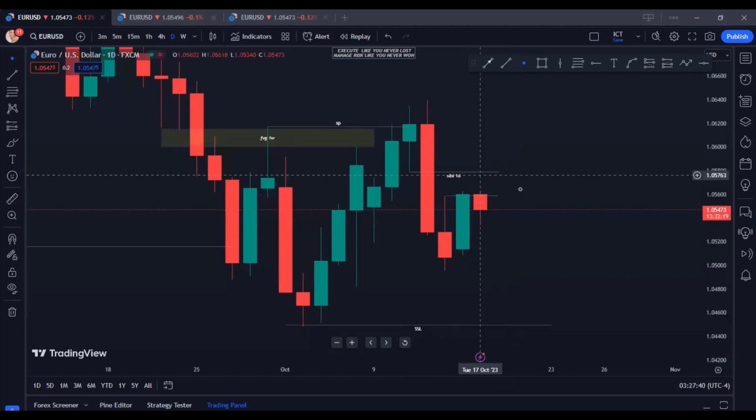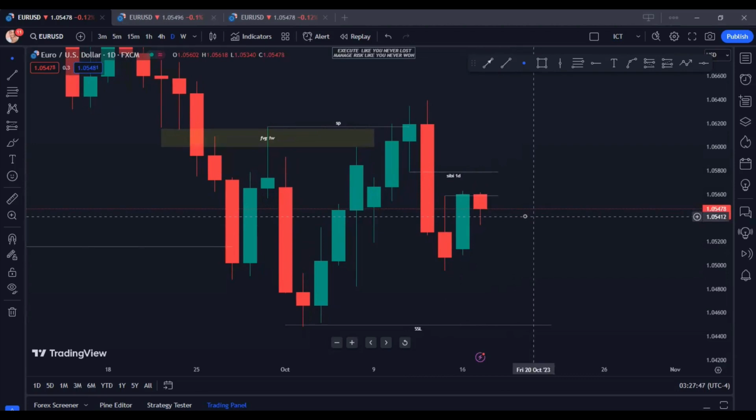Looking at the daily time frame right here, before we determine the directional bias for the week and for the day, we first ask ourselves these three questions. Number one, where is price coming from? Number two, where is price currently? And number three, where is the next draw on liquidity?